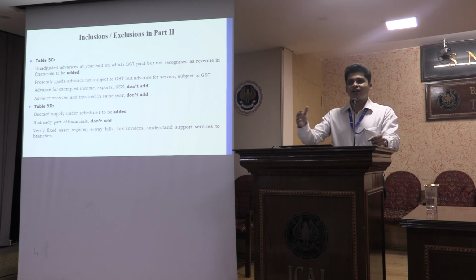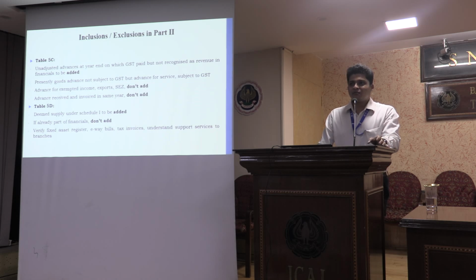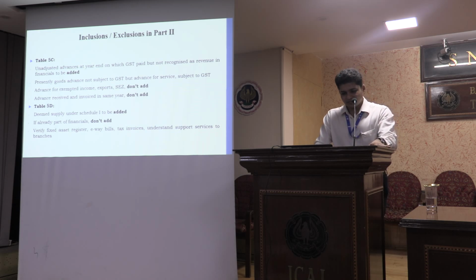So now whatever we discussed, all these tables are mandatory. Only 5B was optional. 5C to 5N is mandatory. 5O is the adjusting table which most of us are using. So automatically that is mandatory for us. 5C is unadjusted advances at the end of the year where the invoice is not raised. This is a transaction which has to be added because it will not form part of the 5A revenue.